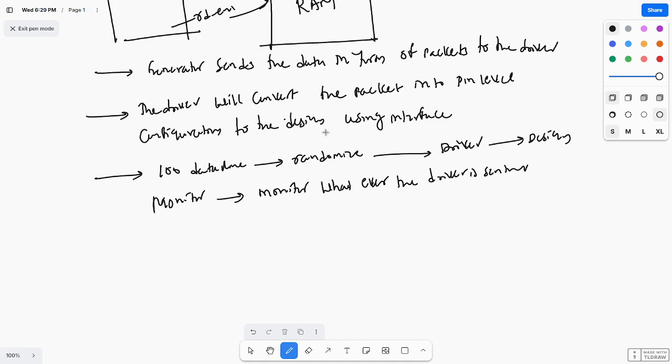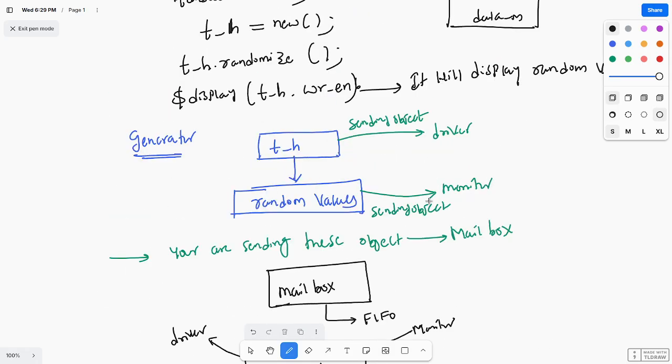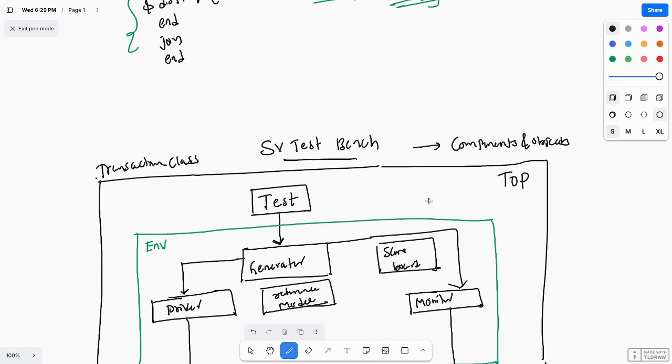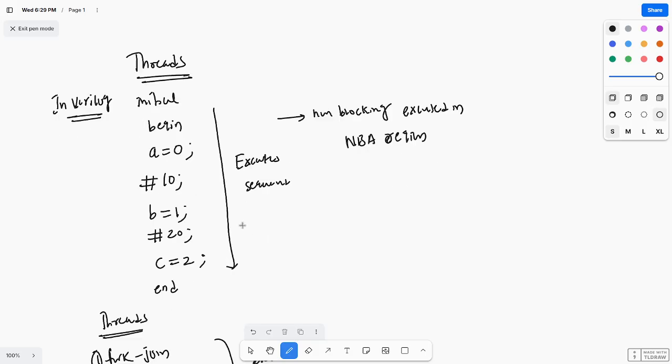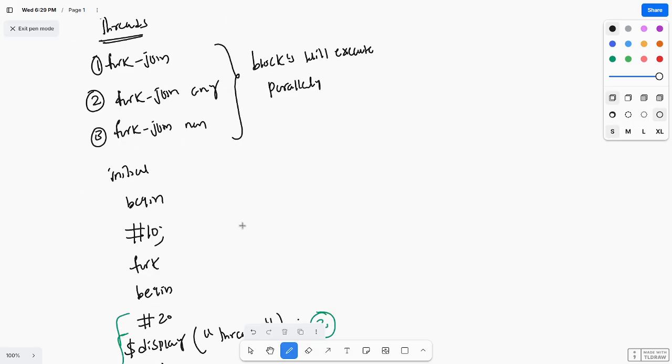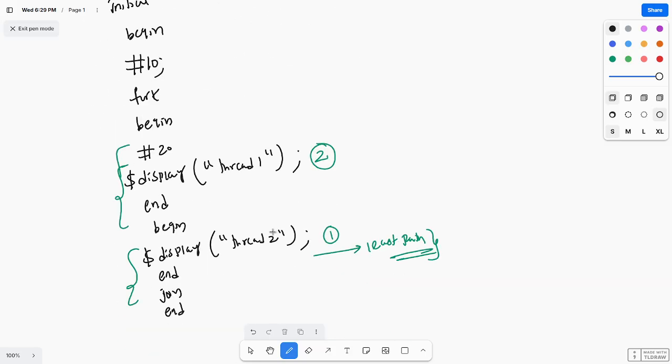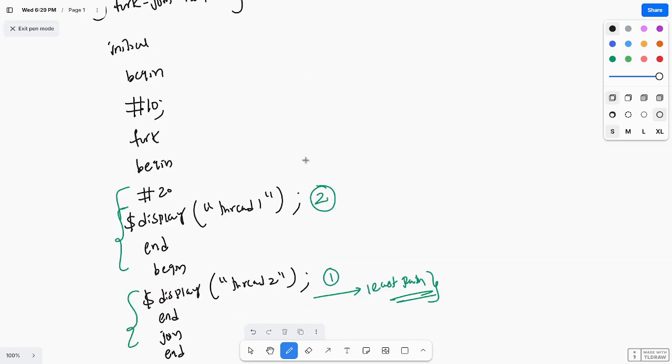The remaining part we'll see in the next class. Today we discussed threads. Basically in Verilog, the blocking operators are executed sequentially. In order to execute those operations in parallel, we go for fork join any and fork join none. Some programs on that we have already seen.